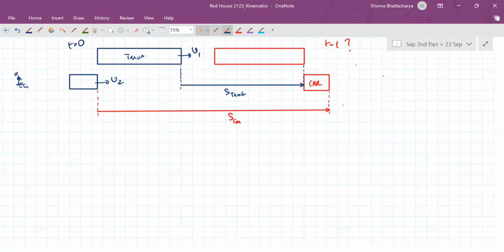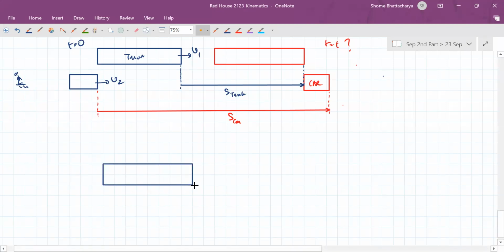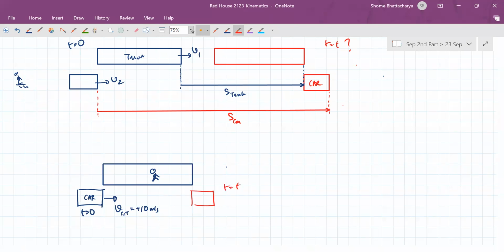But a much easier way to understand it is that if you're sitting inside the truck, in the frame of the truck, what is happening? The car was here at t equal to 0. Okay, but it is going past you with a velocity of plus 10. And by the time the overtake is complete, it's reached here. Okay. So this is the separate analysis of it.